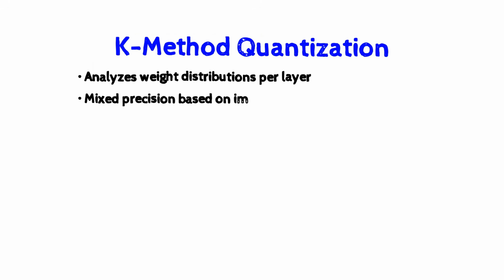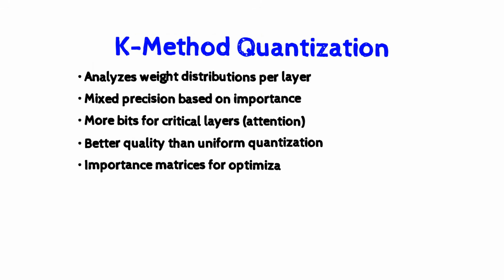The K-method quantization used in GGUF is particularly sophisticated. It analyzes weight distributions per layer and applies different precision based on importance. This mixed precision approach allocates more bits to critical layers like attention weights and fewer bits to less important layers. The result is better quality than uniform quantization at the same average bit width. Advanced users can use importance matrices generated by llama-imatrix to further optimize quantization quality for specific use cases. This level of sophistication is what sets GGUF apart from simpler quantization approaches.